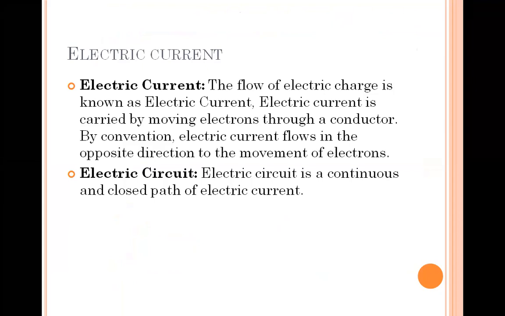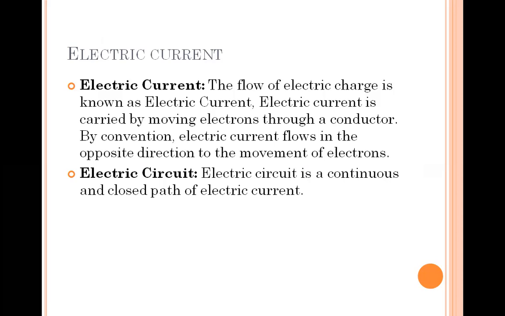Electric current is the flow of electric charge and is known as electric current. Basically, electric current is carried by moving electrons through a conductor. Conductor means a metallic wire, such as copper, which is a very good conductor of electricity, or silver, having free electrons. When these free electrons, which are already present in the conductor, start moving and transferring their energy, this is converted into electric current. Current is the flow of electrons.